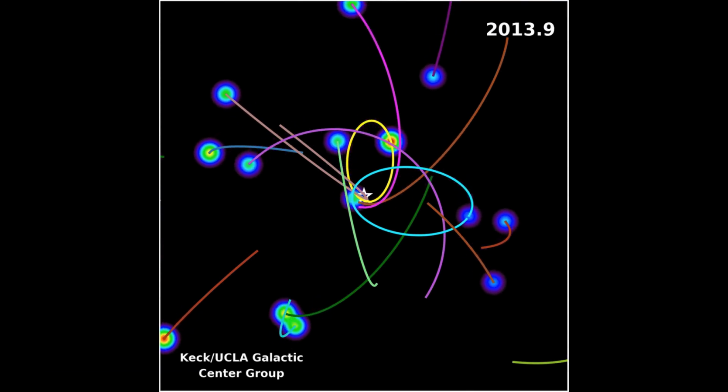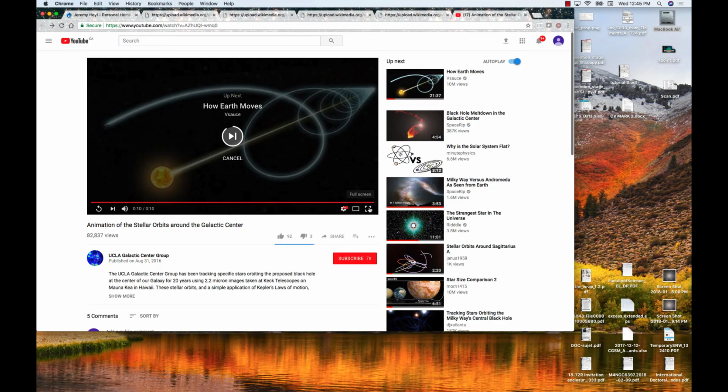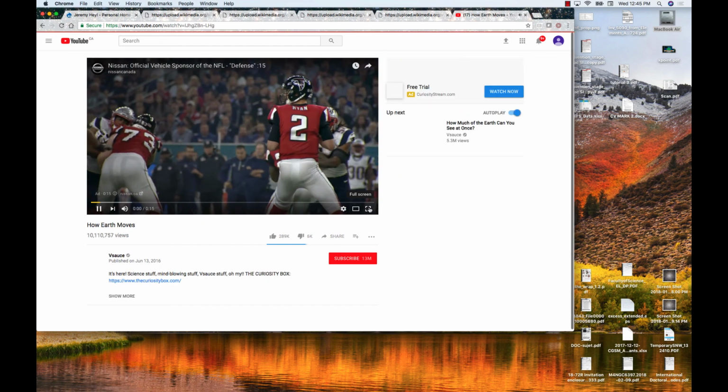So if you look, they're orbiting something, but there's nothing there, right? And over the course of a few years, they're orbiting that object. And their orbits are absolutely massive, and we can figure that out.